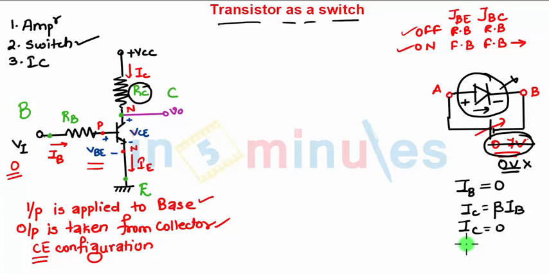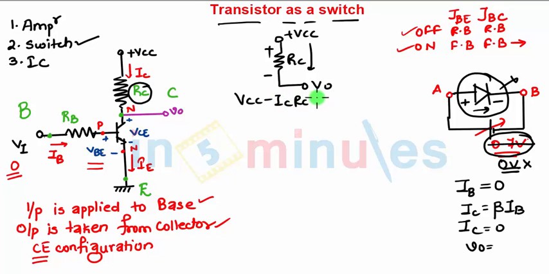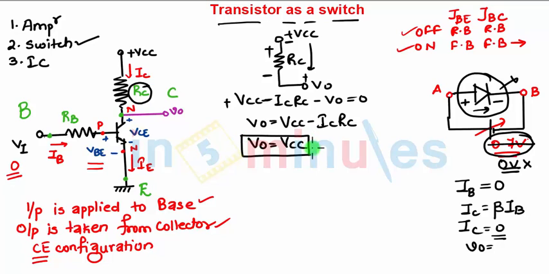How do I write VO? When applying KVL in the upper part, from this point to VO, this is my RC plus VCC. Applying KVL from this point to this point: VCC minus IC RC minus VO equals 0. So my VO will be VCC minus IC into RC. Now in this case I am getting IC as 0. So what will be the value of VO? It will be VCC, since the collector current is 0.